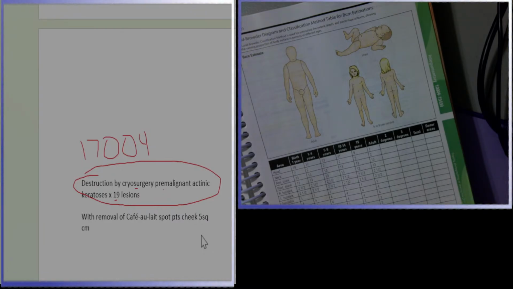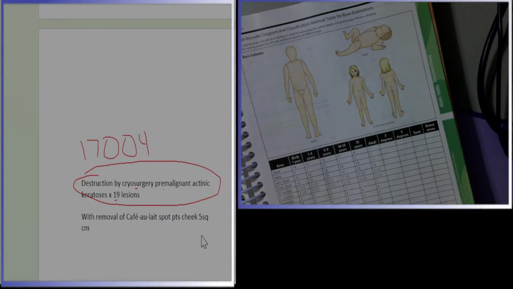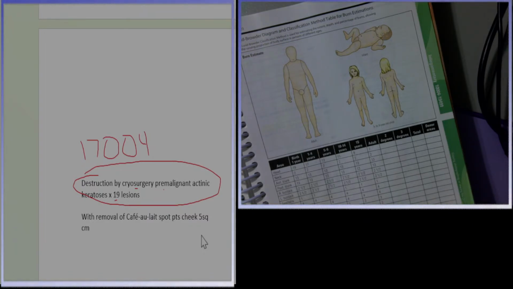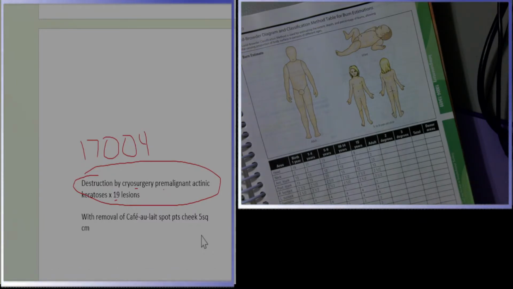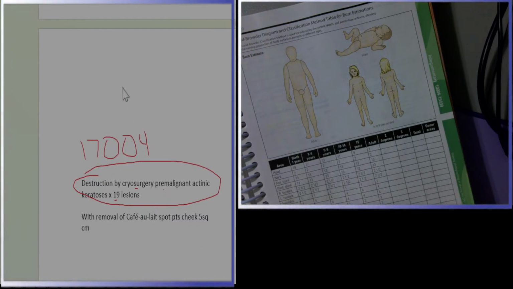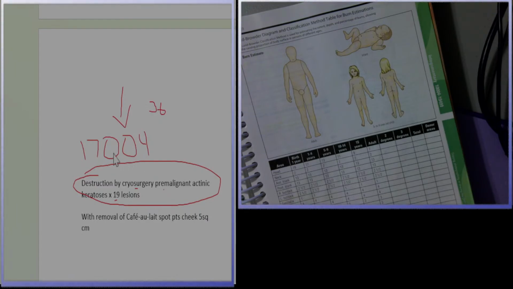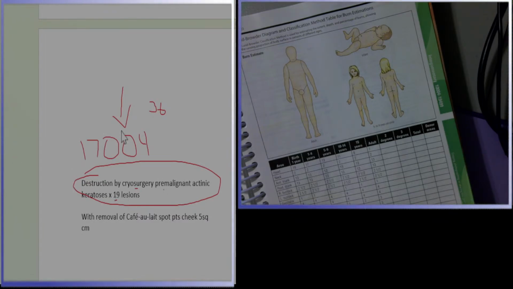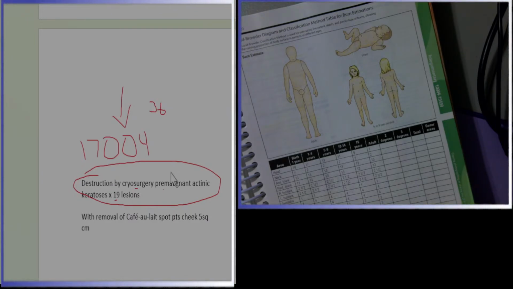So, if we remove over 15 AKs, then our answer is simply the 17004. That happens because we're over the number 15. If you read its CPT code descriptor, it says 15 or more. If I had done 99 of them removed, it still would have been the same answer. If I do 36 of them, it's still the same code. That one is the only one that includes a ton of them where you don't have to times anything. If you notice, that CPT code descriptor does not have the word each in it.